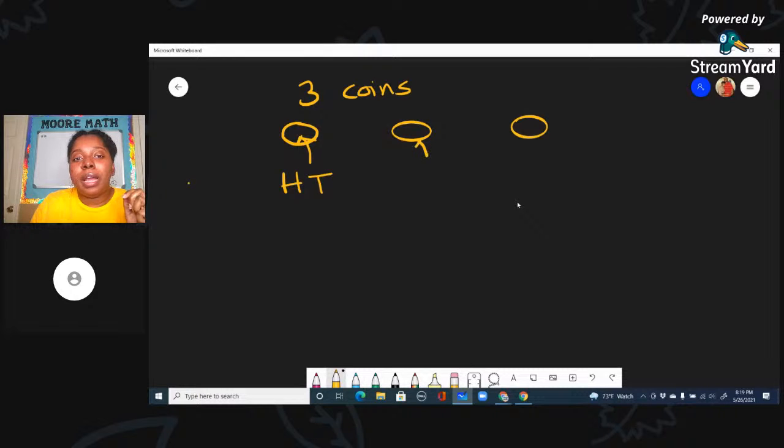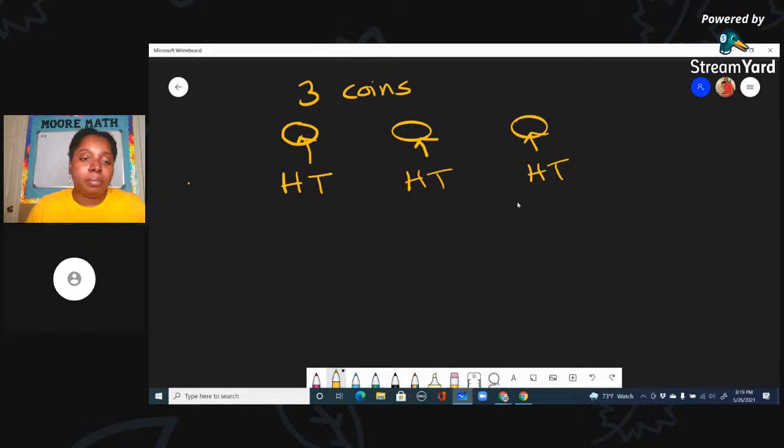What about the second coin? How many outcomes can we have for this coin? 2. Good. And the last one? 2. Good. Okay, now, when they ask what are the total amount of outcomes we can have, how would you list this? So with these 3 coins, right? The first time I flip all 3, what could it land on?